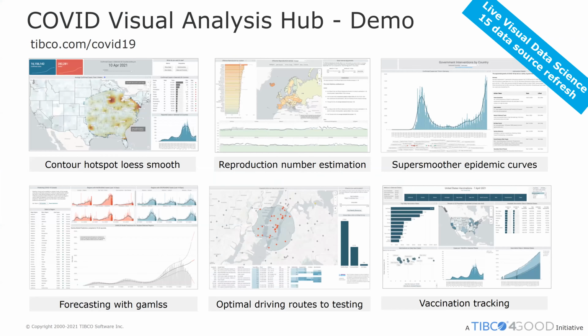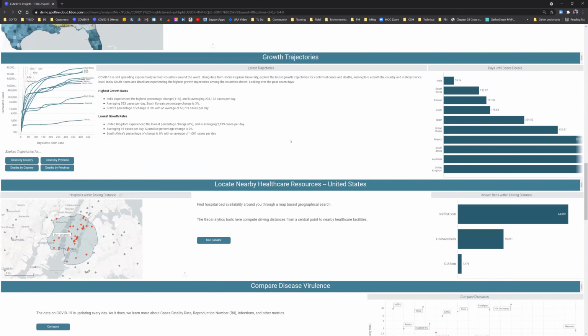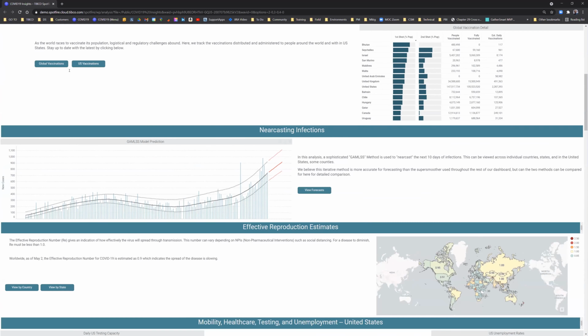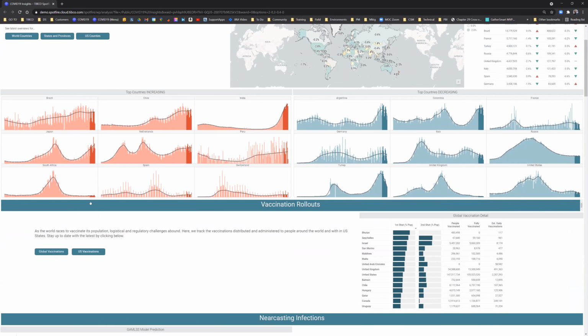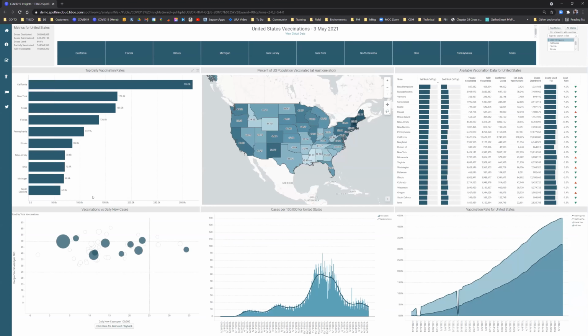Let me see if I can jump to our COVID live report real quickly. All right, so this is that newspaper style COVID live report. You can find us at tibco.com/COVID-19. And we've added our new vaccination page. Each of these little tiles has a sub-analysis in it that allows you to see different parts of the COVID epidemic, but not overwhelm someone with too many tabs.